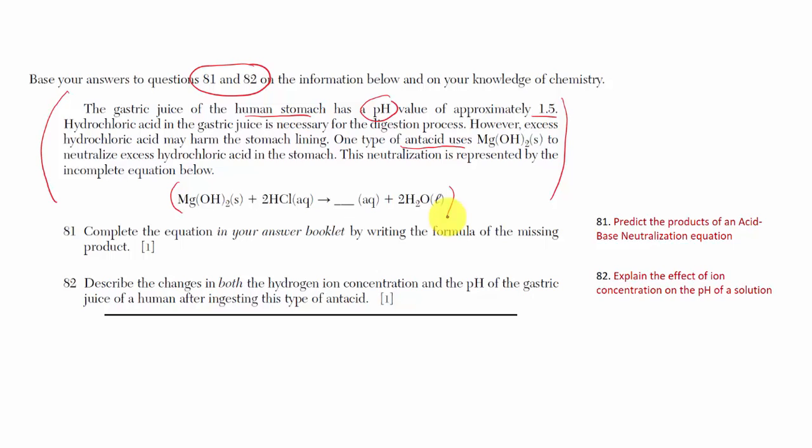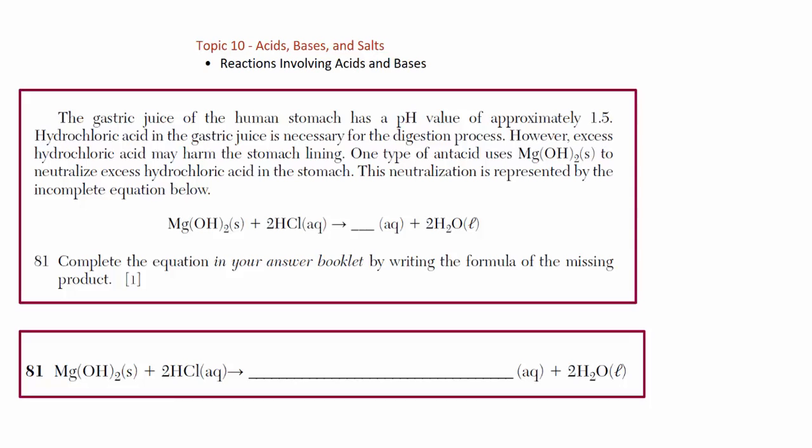We're going to be asked to predict the products of this acid-base neutralization equation, and also explain the effect of ion concentration on the pH of a solution. So we're going to get into the pH system as well as explaining the neutralization process. So let's go to question 81. Question 81, complete the equation in your answer booklet by writing the formula of the missing product. So we have this equation repeated in the answer booklet, and we're going to be asked to figure out what goes in the empty space in front of the little aqueous symbol there.